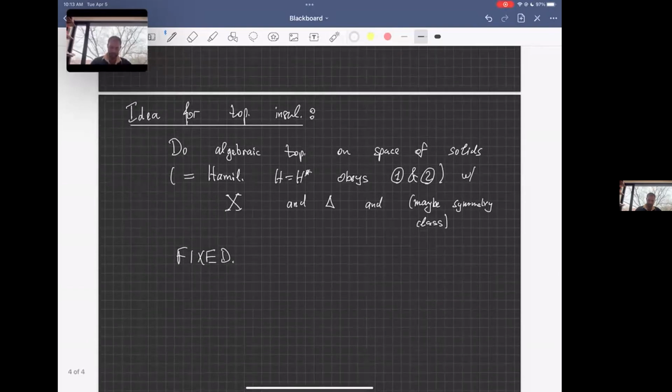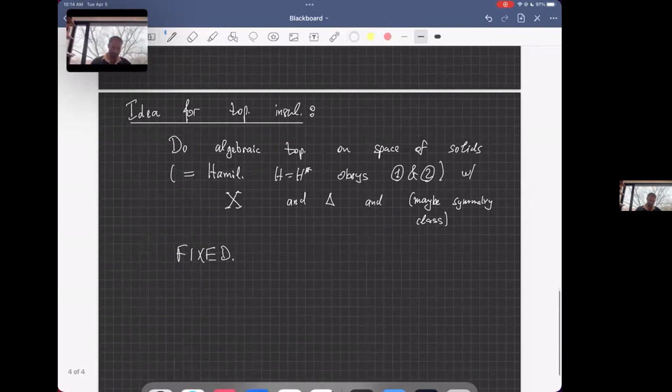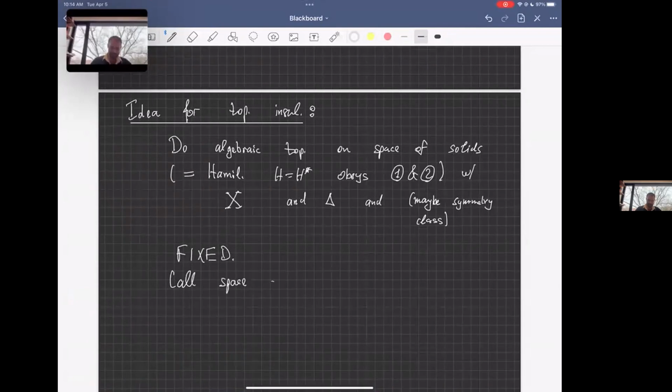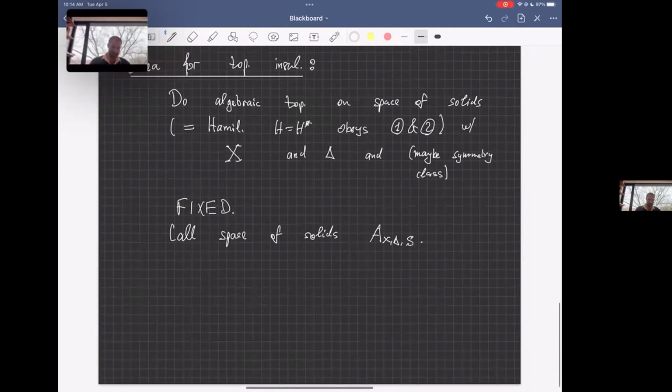So I fix my configuration space, the gap, and possibly the symmetry class, and I want to study the classes of such operators. So I call this the space of solids. Maybe I call it A(X, delta, S), S for the symmetry. And in order to do algebraic topology on this space, it better have some topology, which I also haven't specified. But in some situations, there is a natural one. And so the idea is really that you calculate pi0, the set of path-connected components of this space.